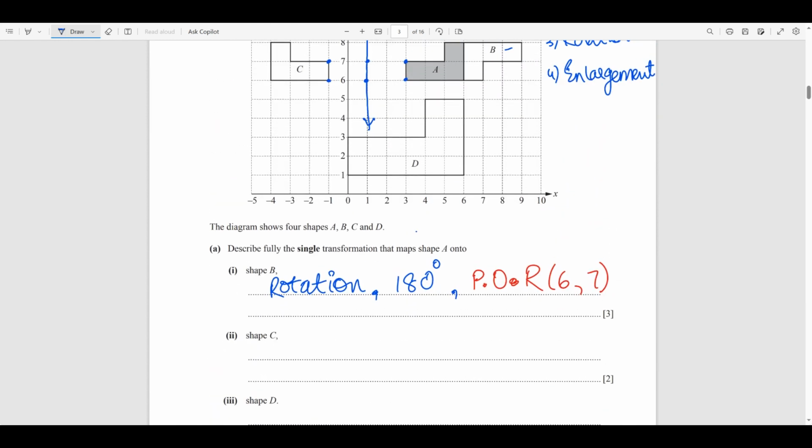One mark is for defining what type of transformation it is. So this is reflection. And the second mark is for the equation of the line. So you'll say reflection along the line x is equal to 1, right?